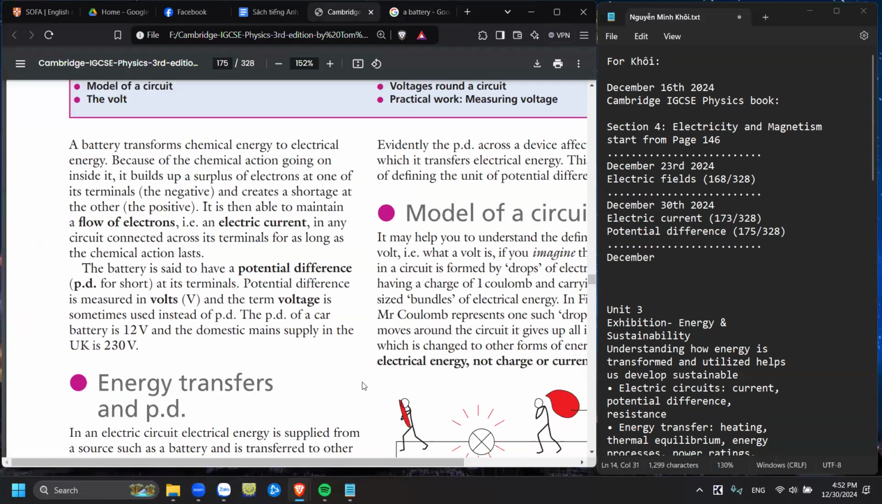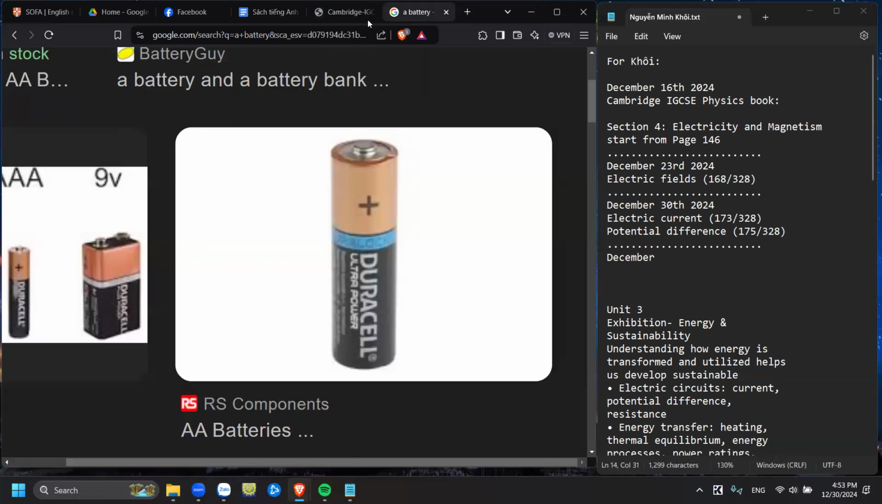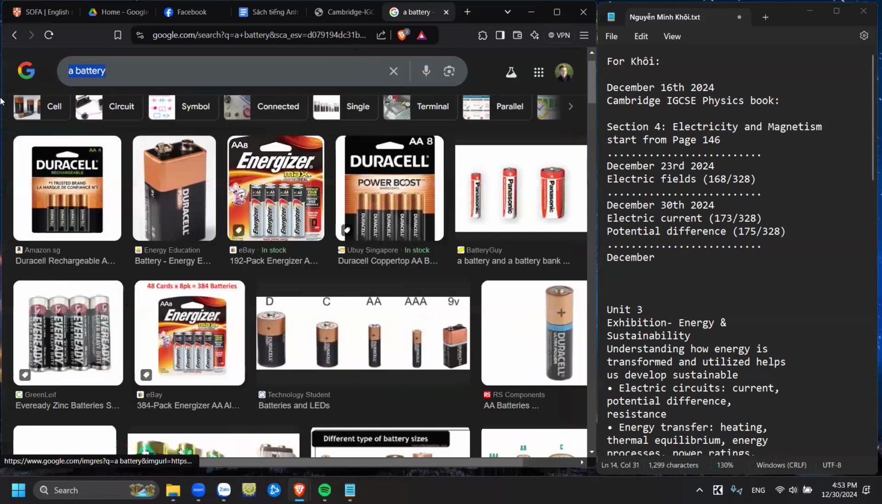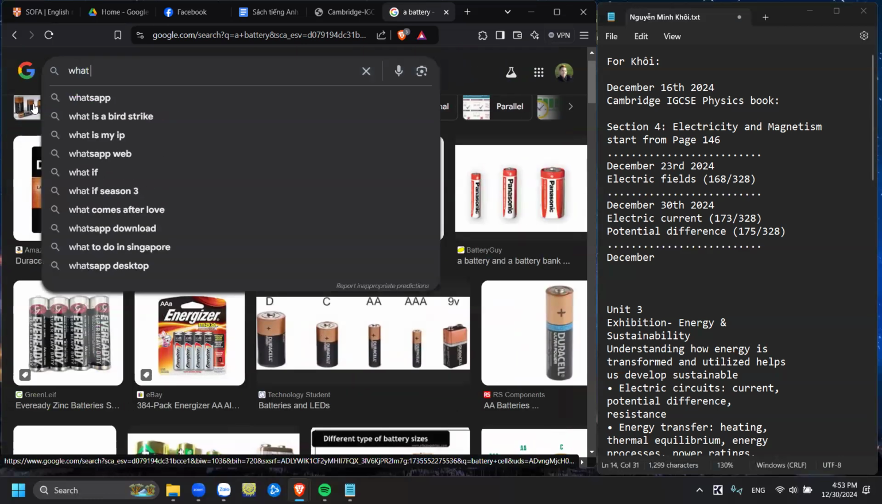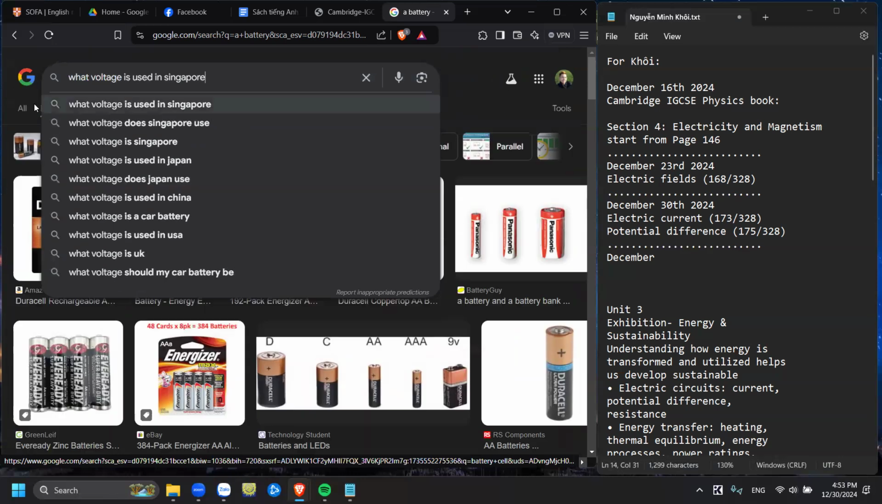Now, the potential difference is measured in volts, like 0.5 volt, 1.5 volt, 6 volt, 9 volt. I think in Singapore, do they use 110 volt? Or is it 220 or 240? Let me check. What voltage is used in Singapore?